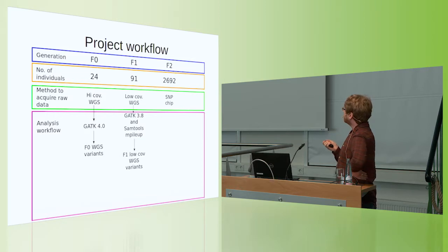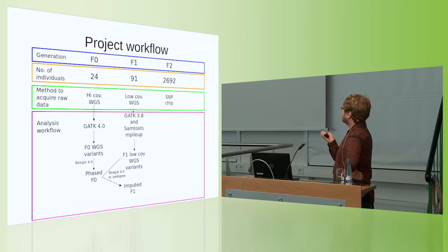So the first step was mapping the whole genome reads to the pig genome. For the founder population, I used the most recent genome analysis toolkit version. For the F1, I had to go back to the old version because the new one doesn't support low coverage data. And I combined this pipeline with SAMTools variant calling to get low coverage variants.